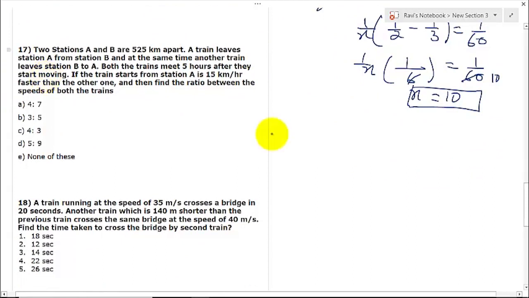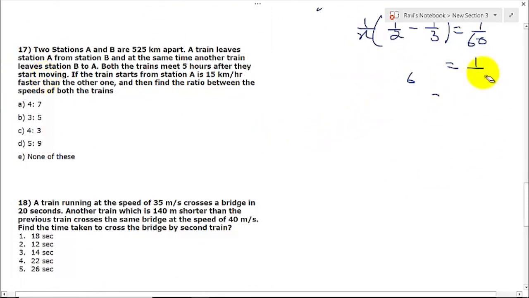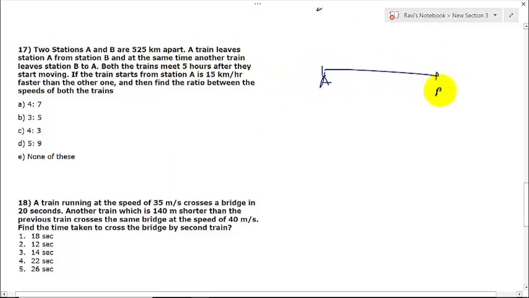Let us get rid of this first. Two stations A and B are 525 km apart. A train leaves from station A, and at the same time another train leaves from station B to A. Okay, they are moving towards each other. Both the trains meet after 5 hours. The train that starts from station A is 15 km per hour faster than the other.